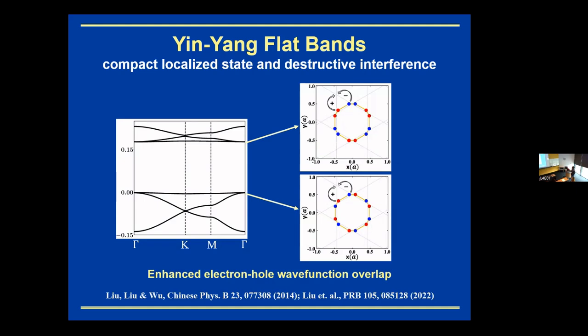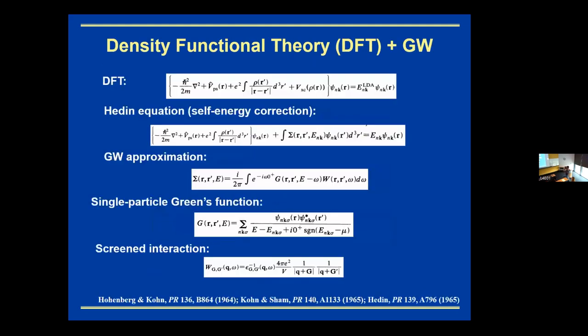So for this reason, you have enhanced electron-hole wave function overlap, because they are very localized, with similar size and shape. So I will skip this.